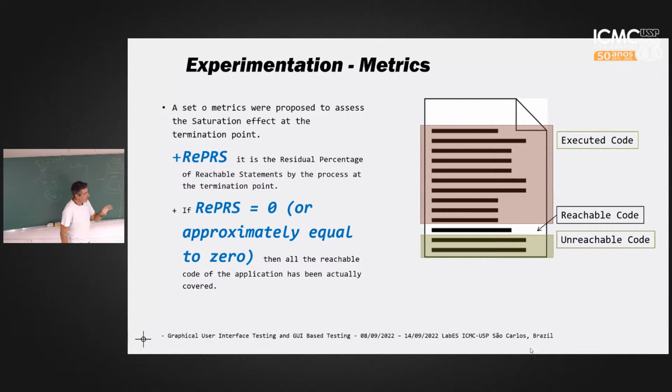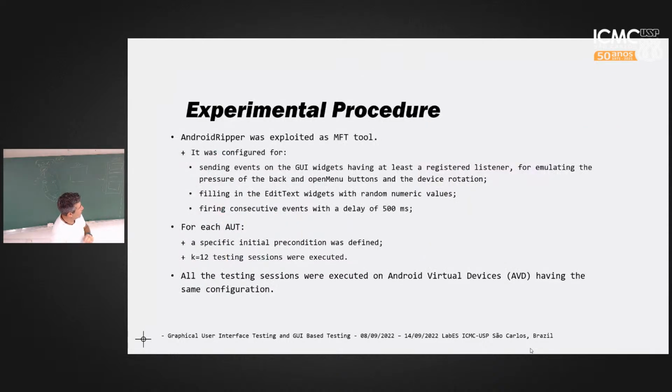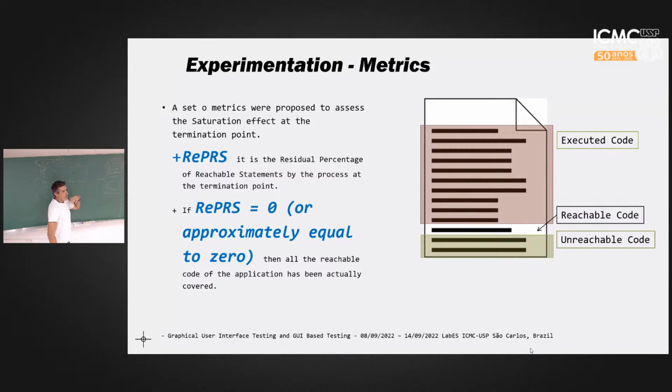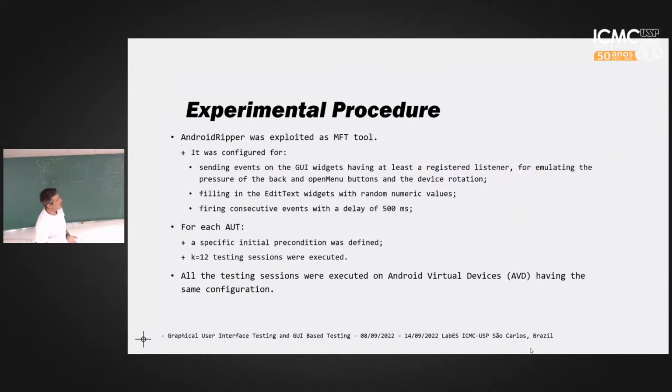Is it clear? So, the way you configure matters. As an example, if I change the initial precondition, I can reach some other part of the code. If I have an application that interacts with a database server and the database server is empty, probably I can interact with only part of the application. If I have data in the database, probably I can execute other parts of the code.